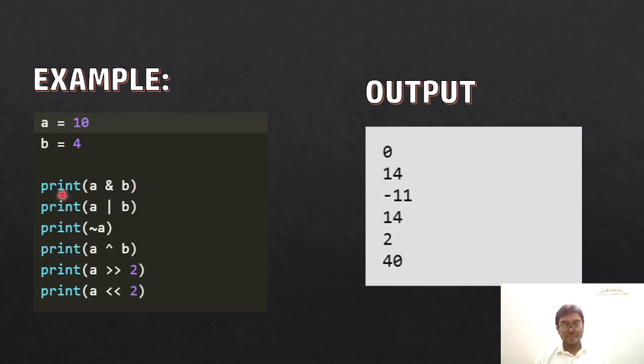Or we have print A or B. So what is OR used for? OR is used to add. That's why when we say A or B, it will become 10 plus 4, which is 14. Similarly, we can say left shift 2 and right shift 2. What we have to do is convert the 10 into binary digits and left shift by 2 digits and right shift by 2 digits. So these will be the answers.